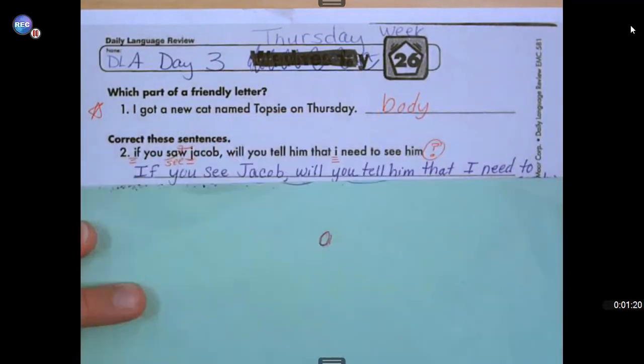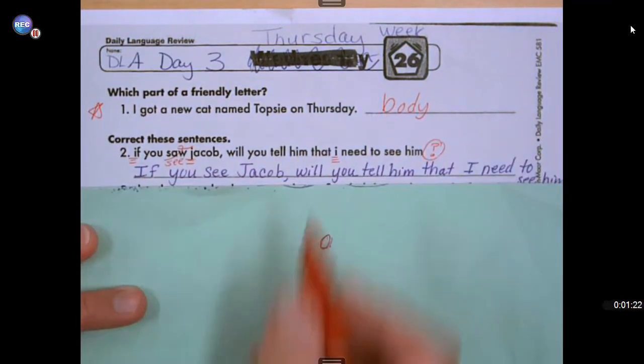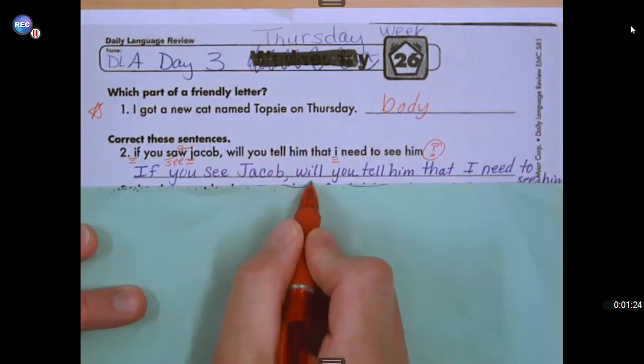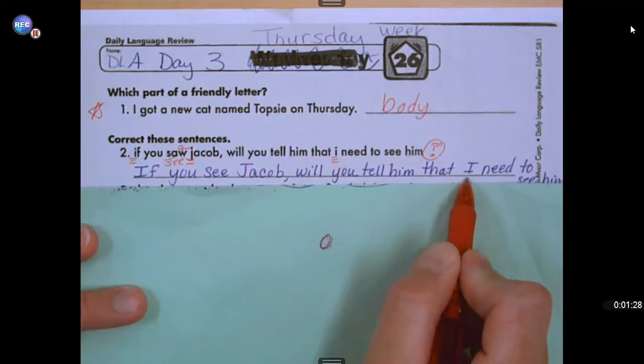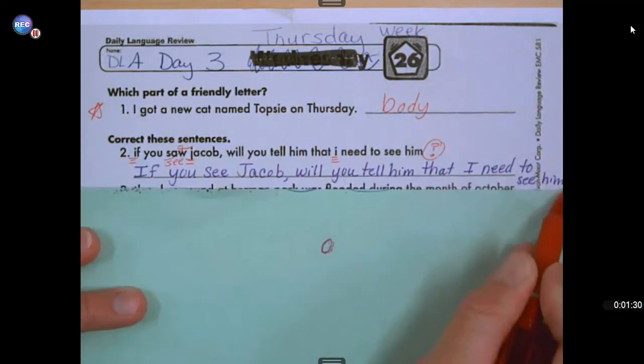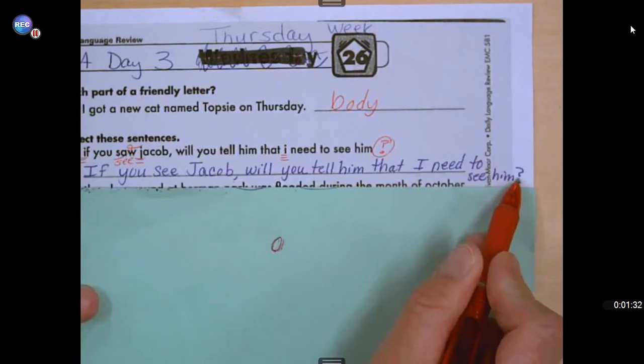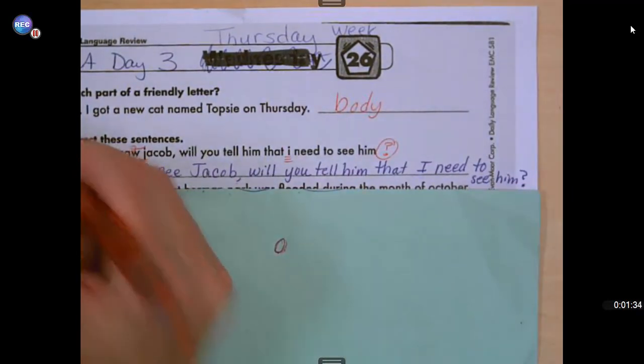I almost forgot that. So it would say, if you see Jacob, comma, will you tell him that I, capital, need to see him? Question mark. So make sure this is a question mark. If you got that right, give yourself a star.